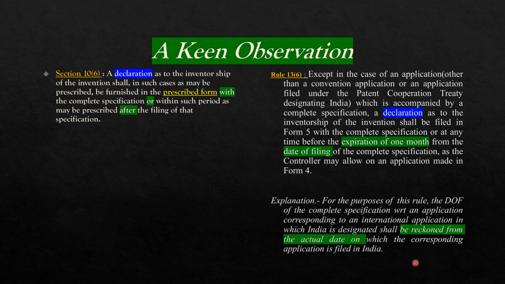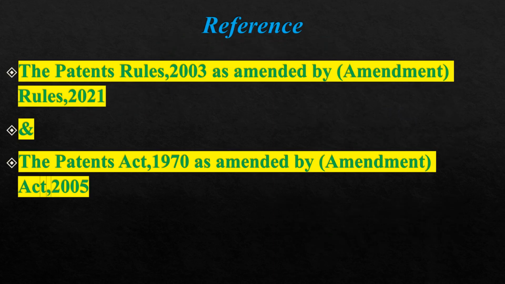Actually, these two things don't need any explanation because I have already explained Section 10 and Rule 13 in detail. Here I have kept both these things at one place just to refresh our memory and to see the similarity. That's all, friends. The references are the Patents Rules 2003 as amended by Amendment Rule 2021 and the Patents Act 1970 as amended by Amendment Act 2005.